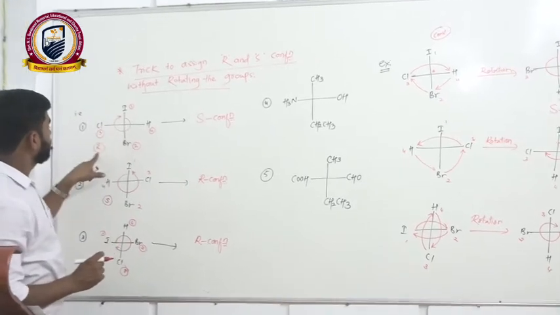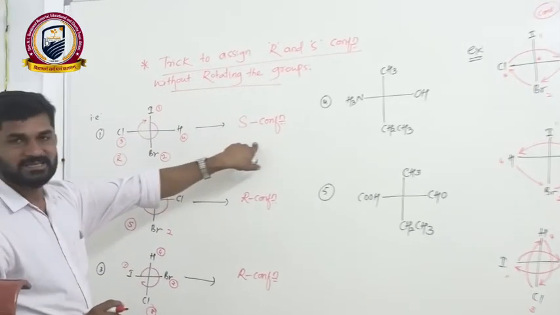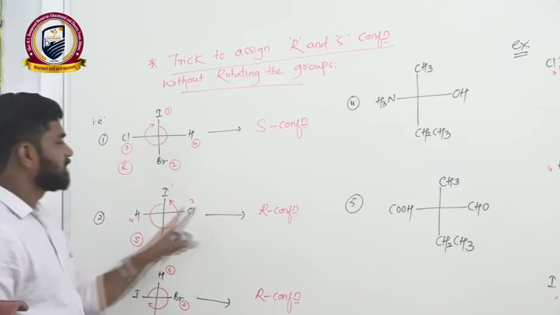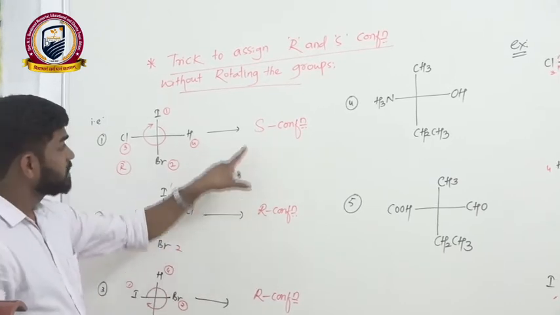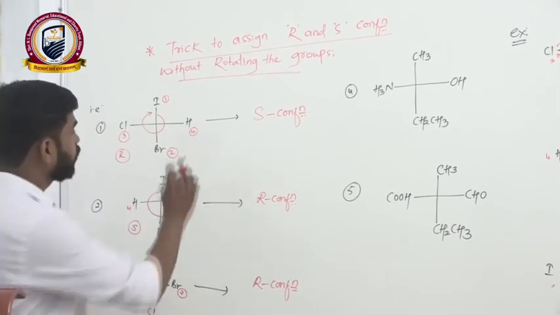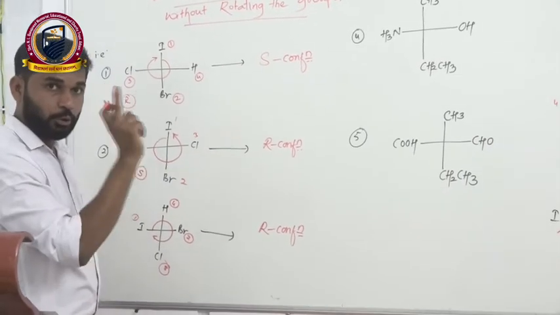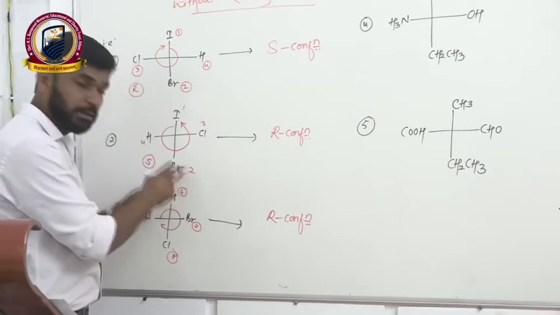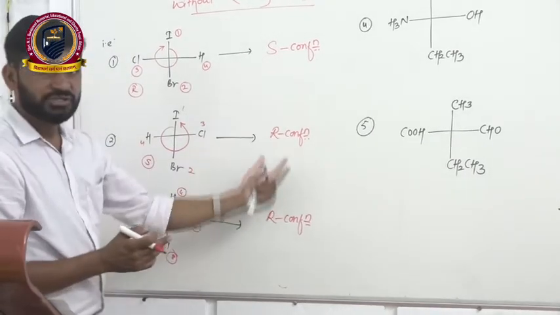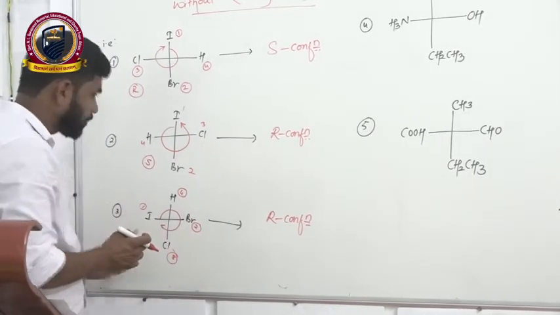Here you are getting R, so the opposite of that is S configuration. If you are getting S, write it as R configuration. This is done when the lower priority groups are present at the right as well as at the left. If the lower priority group is present on the top, do not write the opposite configuration, write whatever configuration you get.